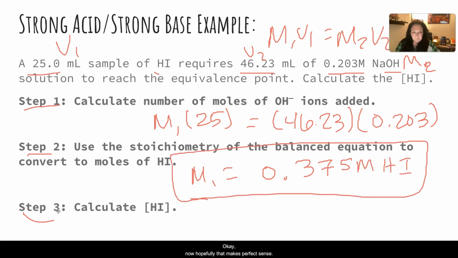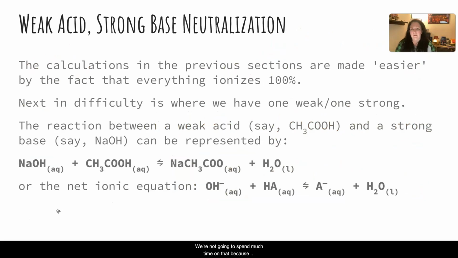Now hopefully that makes perfect sense. Why would that make perfect sense, you ask? I'm so glad you asked. Because this is 25 mL and this is 46 mL. So it took more of the base to neutralize that acid. If it takes more base to neutralize the acid, then the acid should have been stronger. And 0.375 molar is stronger than 0.203 molar. Okay, so that's a strong. We're not going to spend much time on that because that's pretty easy.